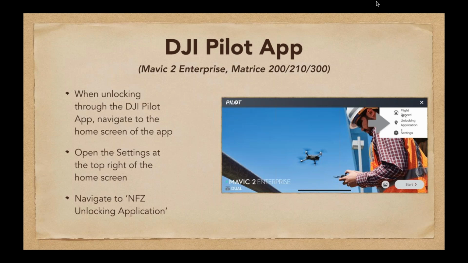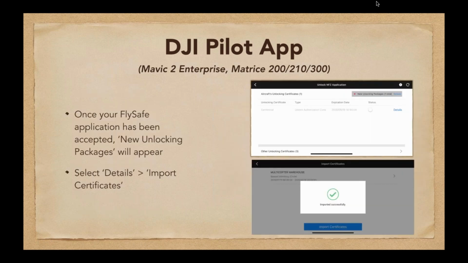Now, for the DJI Pilot app, which is going to be used for the Mavic 2 Enterprise, Matrice 200, 210, 300, it's going to be actually on the main screen of the app. On the main screen on the top right, there will be a settings tab, which you can navigate to the no-fly zone unlocking application, where inside that you will find your unlocking certificates, which you're able to import into your device.